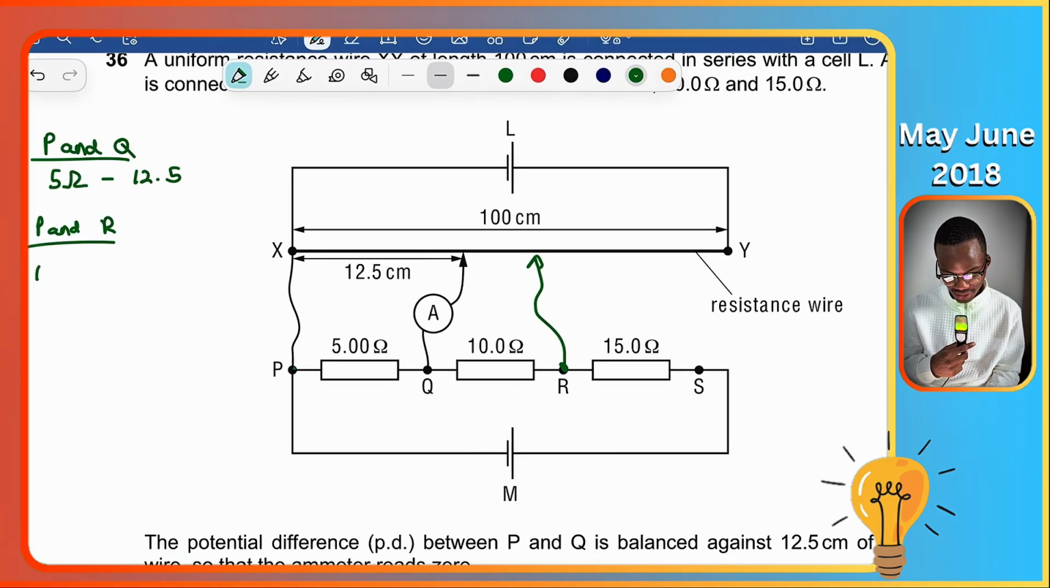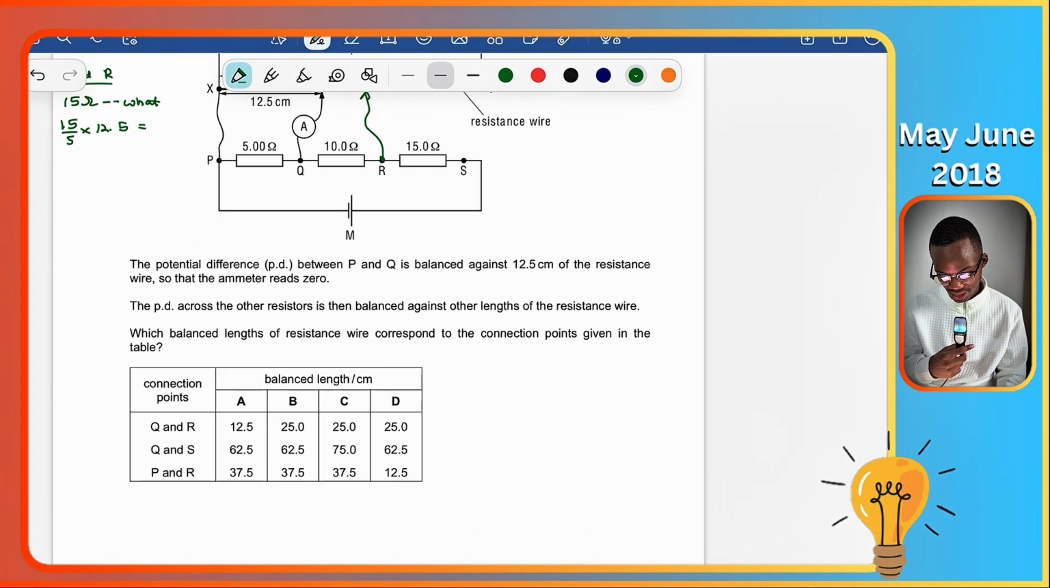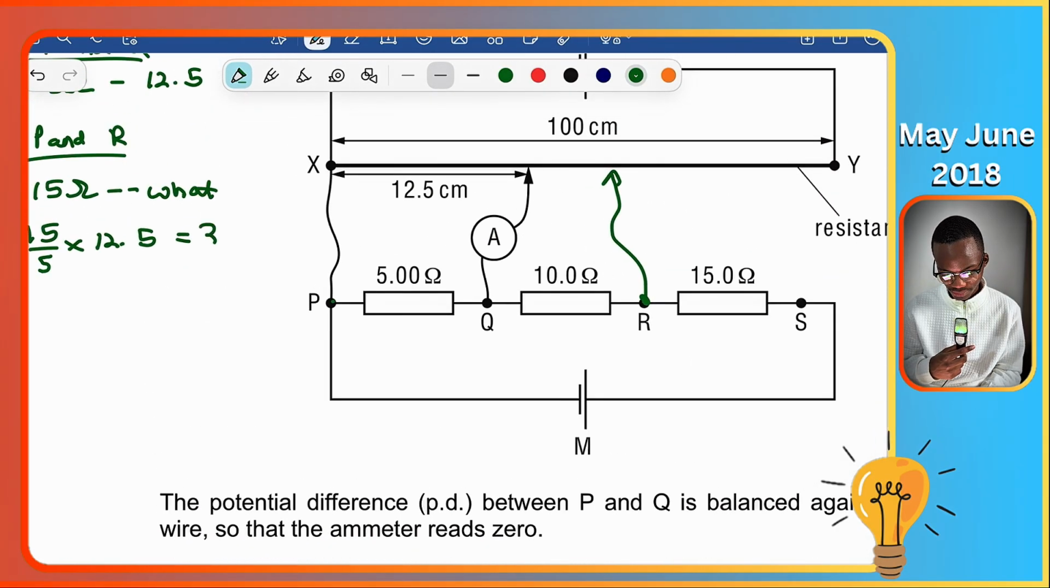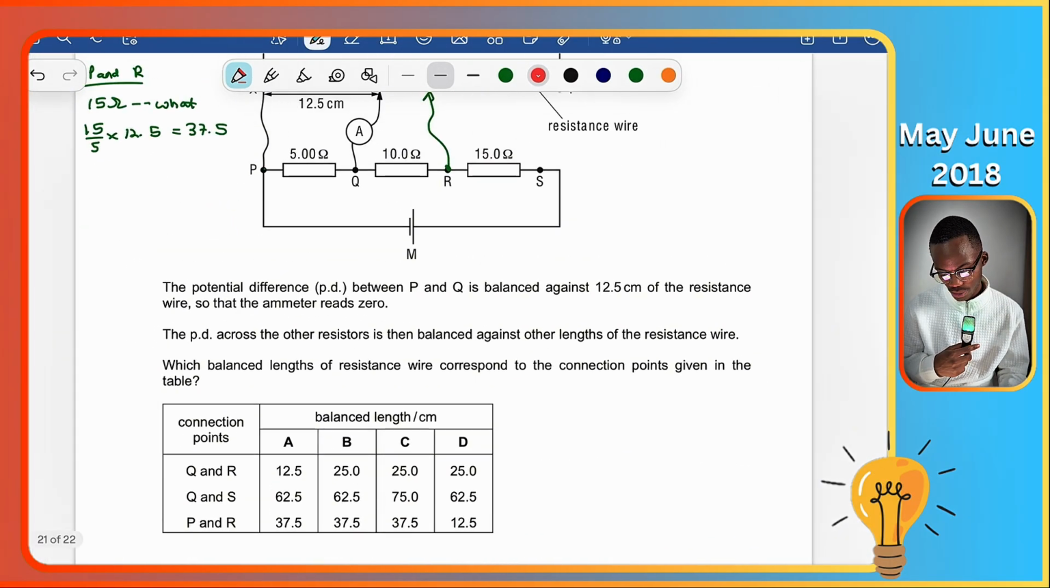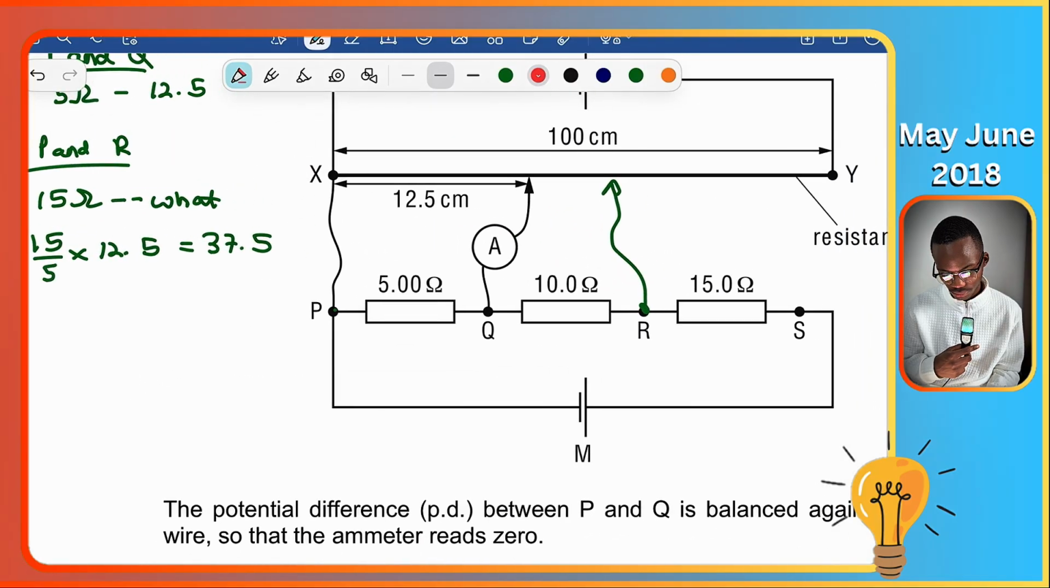So you're just supposed to say 15 ohms is equal to what? That's more. So 15 divided by 5 times 12.5, that's 3 times 12.5, that's 37.5. Then you're going to go for Q and R.